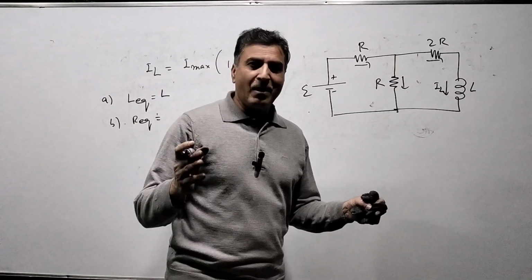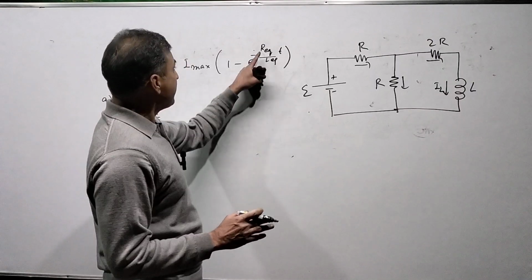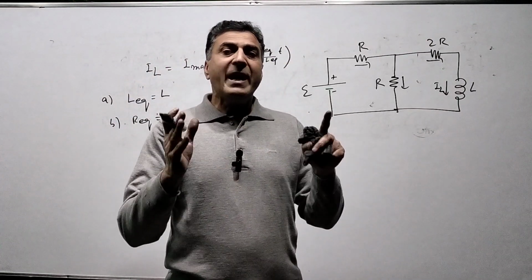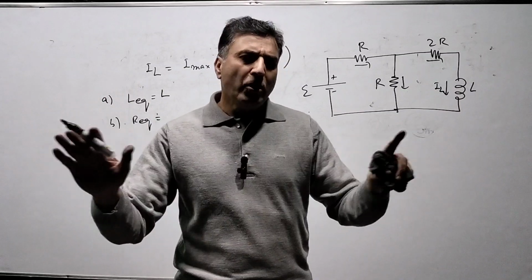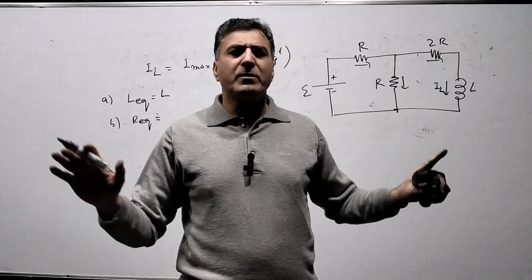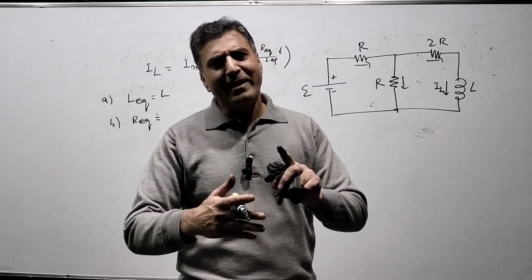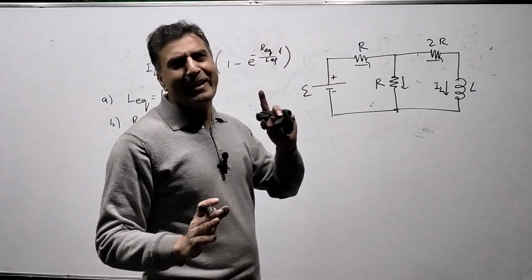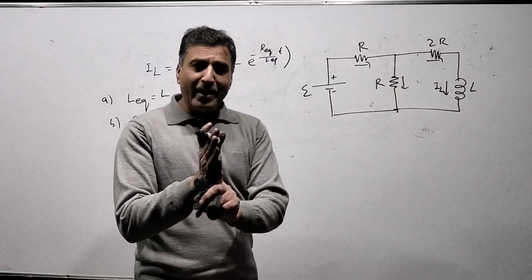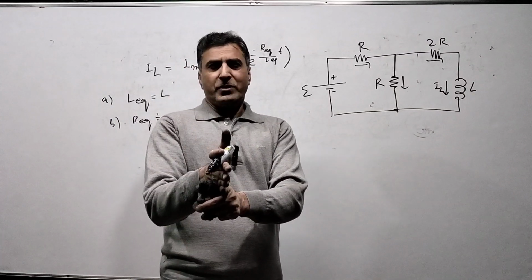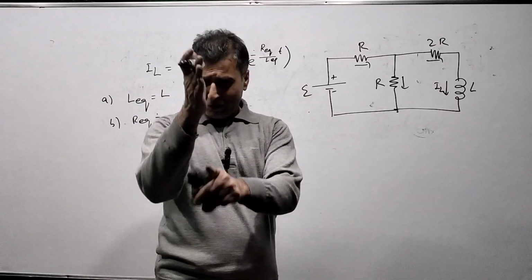Now I will give you the technique to find R equivalent. R equivalent will be obtained by short circuiting all the voltage sources. If there is one, short that one; if there are 2-3 sources, you have to short all of them, and then find R equivalent. So to find R equivalent, short which one? Short the voltage sources. Whatever voltage sources you have, short them.